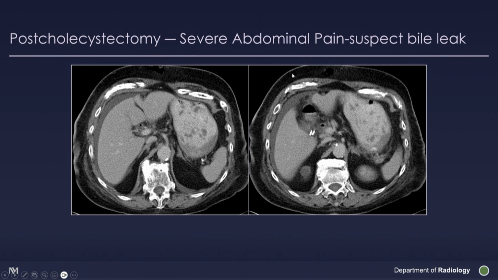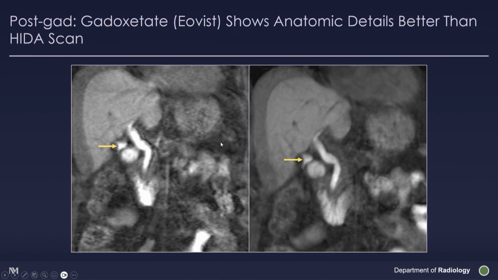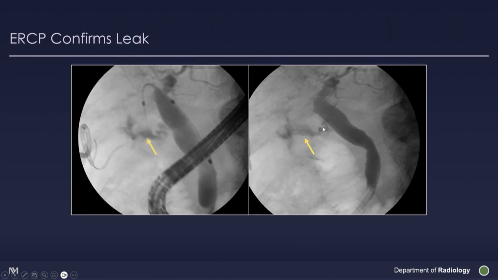This is a post-cholecystectomy patient. They were worried about a biliary leak. There are certainly the clips from the surgery, and there's some fluid. On the conventional MR, you certainly would suspect it based on the appearance of the fluid. It looks like it's in an abnormal location. But in this particular case, it was an easy diagnosis once you give the Eovist, and it shows the communication from a bile leak. I think sometimes it's better than a HIDA scan in showing that. And they did an ERCP and confirmed the presence of the leak.